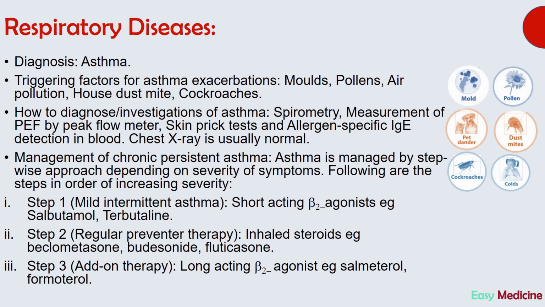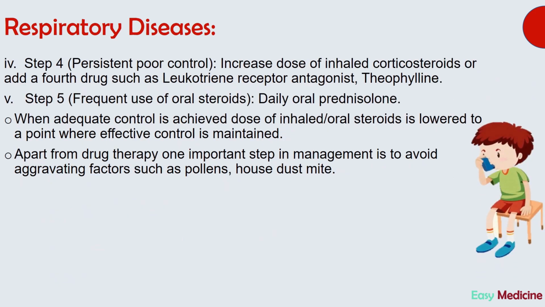In the first step, short-acting beta-2 agonists are given, which are salbutamol and terbutaline. In the second step, inhaled steroids are given, which are beclomethasone, budesonide, and fluticasone. In the third step, long-acting beta-2 agonists are given, which are salmeterol and formoterol. If the patient's symptoms are still not controlled, then in the fourth step, you increase the dose of inhaled corticosteroids or add a fourth drug such as a leukotriene receptor antagonist or theophylline. And in the fifth step, you give daily oral prednisolone.